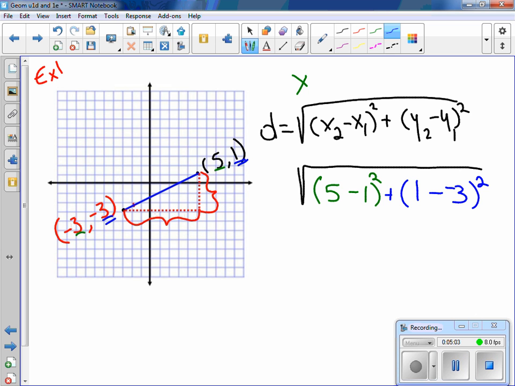What's important to see, what I did right here, I subtracted a negative. Make sure you don't forget that when you do your problem and when your component is negative. Also look at the order. These first two came from this first coordinate. These two came from this second coordinate.